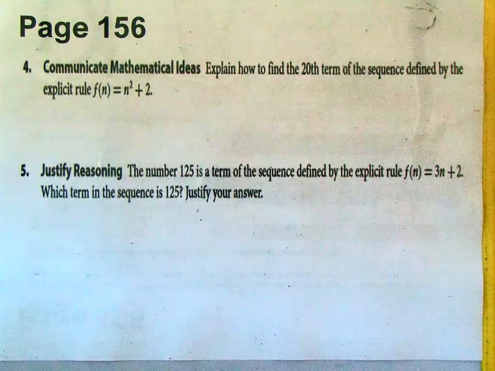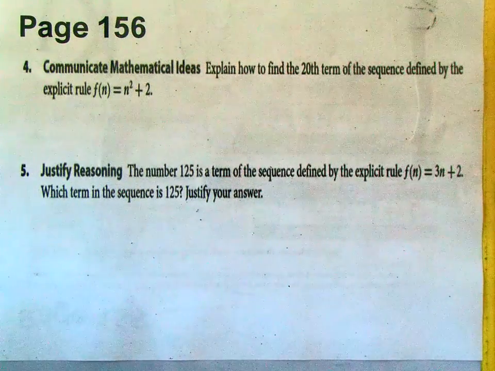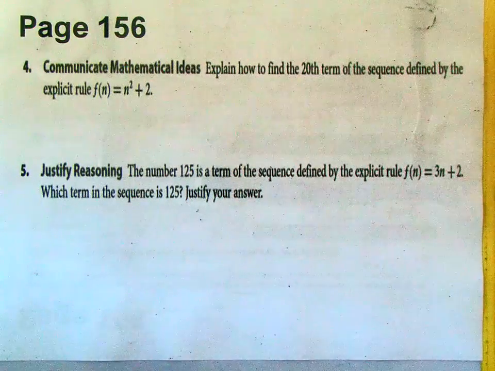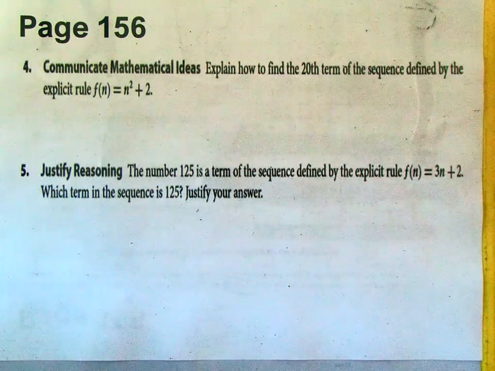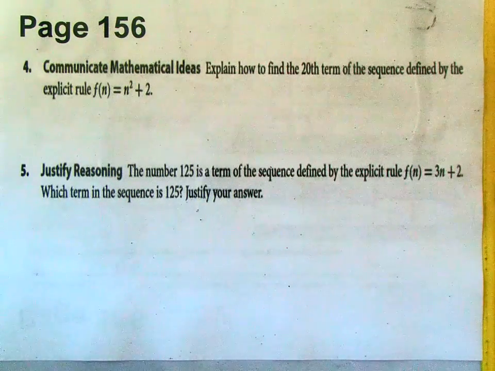Alright, so in this first example it says, communicating mathematical ideas. It says, explain how to find the 20th term of the sequence defined by the explicit rule f of n is equal to n squared plus 2.